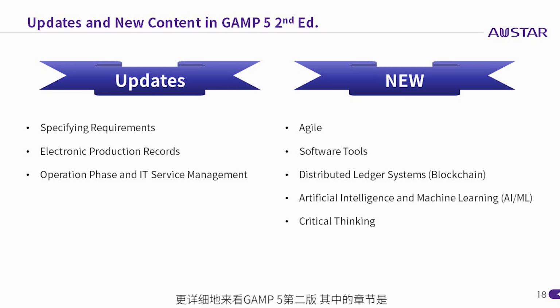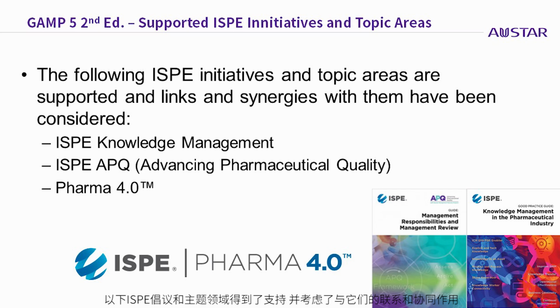Looking at the GAMP 5 2nd edition in more detail, the sections on specifying requirements, electronic production records, operational phase and IT service management have been significantly updated and rewritten. New content, mostly in appendices, has been added for agile methodologies, software tools, distributed ledger systems, blockchain, artificial intelligence and machine learning, and critical thinking. The following ISP initiatives and topic areas are supported, and links and synergies with them have been considered. We talk about knowledge management, APQ, and Pharma 4.0.